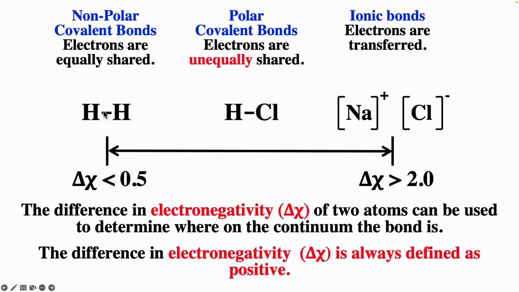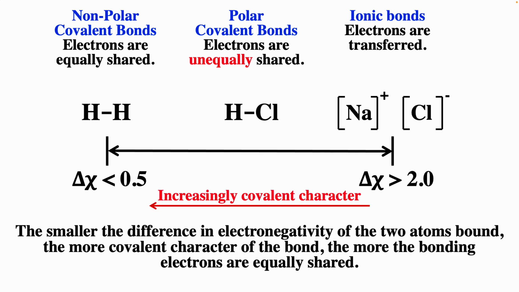If you have a very small difference in electronegativity, say less than 0.5, then you have equal sharing of the bonding electrons. Now, if you're somewhere between 0.5 and 2, you have unequal sharing of the bonding electrons, and you form what's referred to as polar covalent bonds. And so on this continuum, you can imagine going from right to left, you're increasing the covalent character of the bond. Going from left to right, you have increasing ionic character or increasing polar bonds.